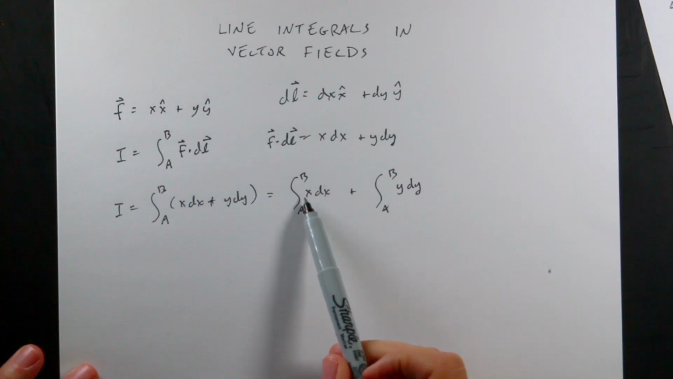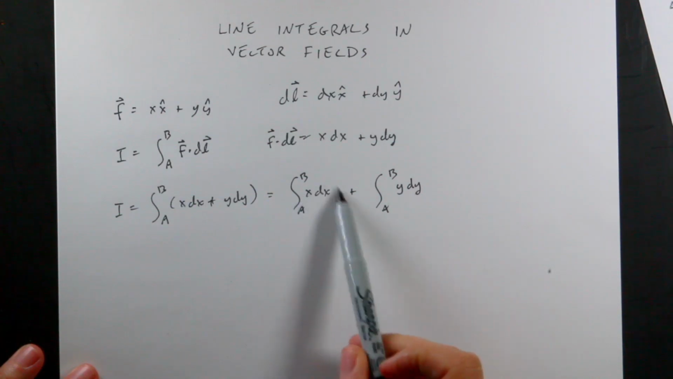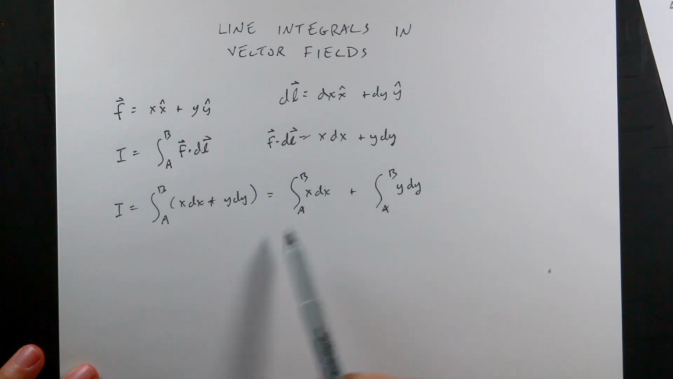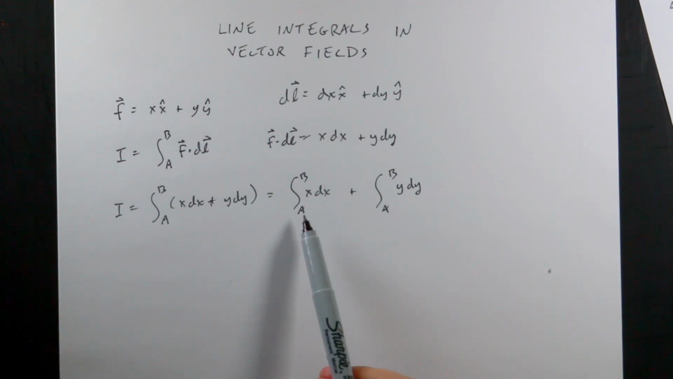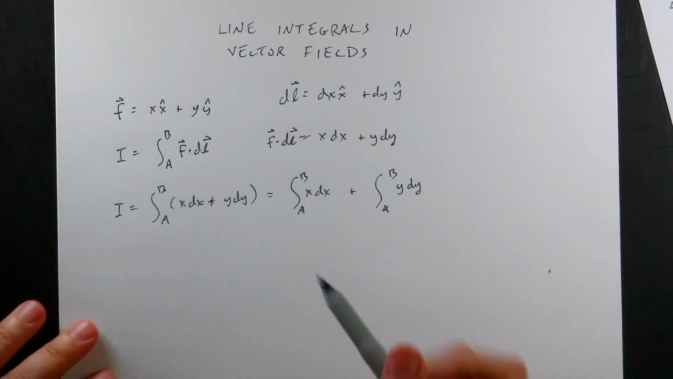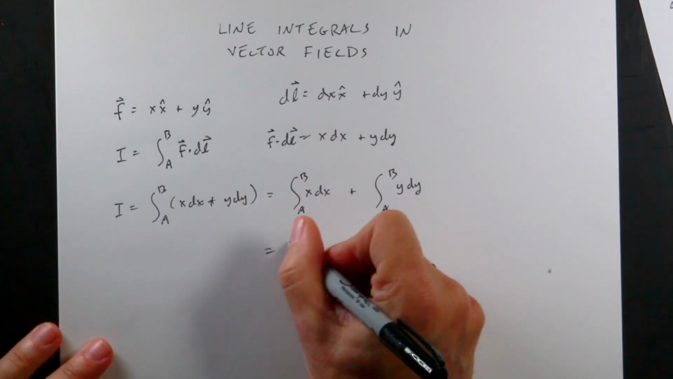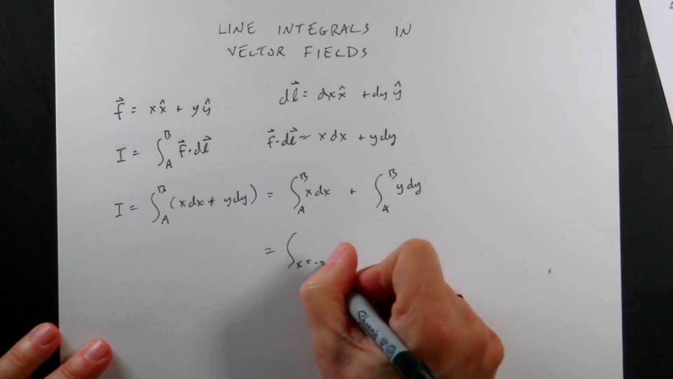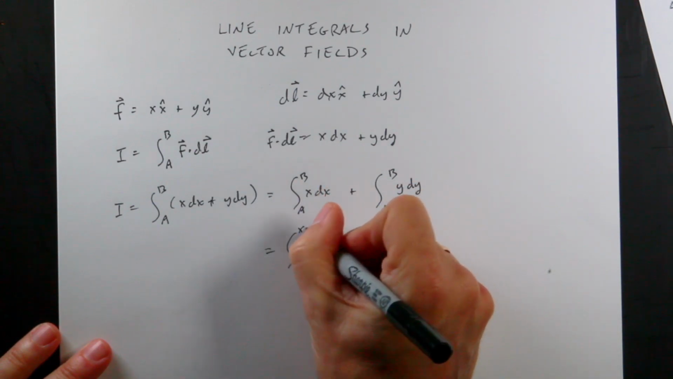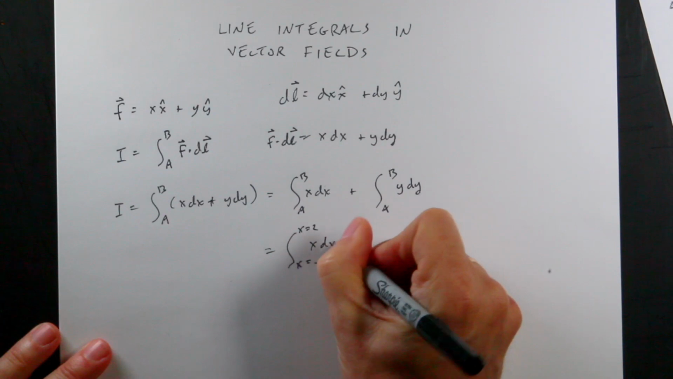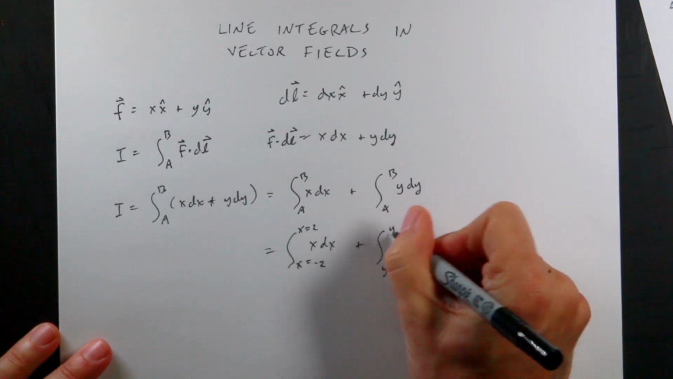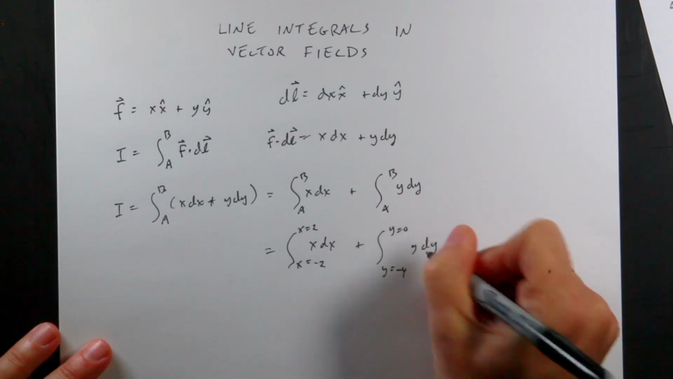Now this is actually pretty nice because this only depends on x, this only depends on y. So I can do those integrals. And it doesn't matter what the y components are right here for my limits of integration. I only care about the x. So I can write this as the integral from x equals -2 to x equals 2 of x dx, plus the integral from y equals -4 to y equals 0 of y dy.